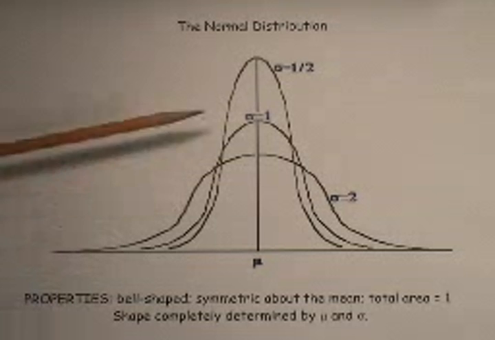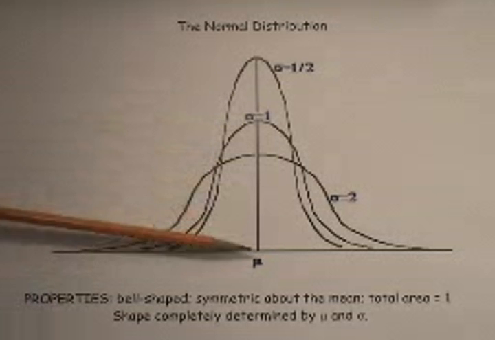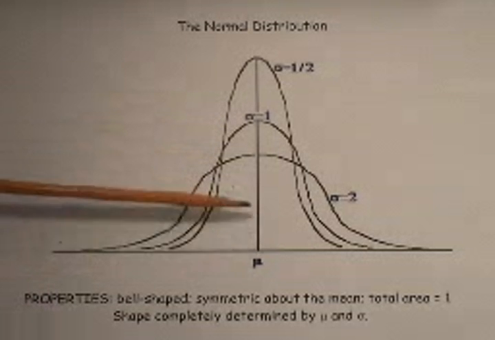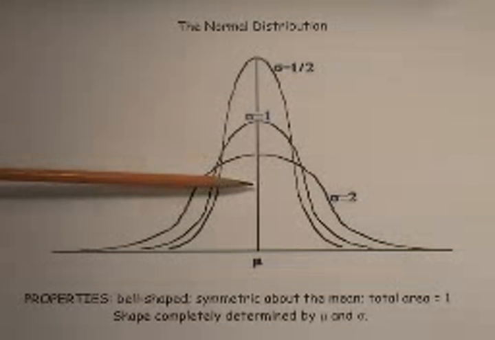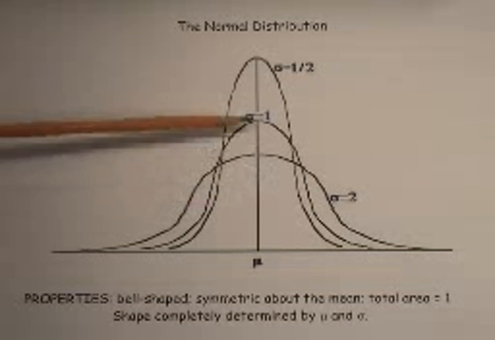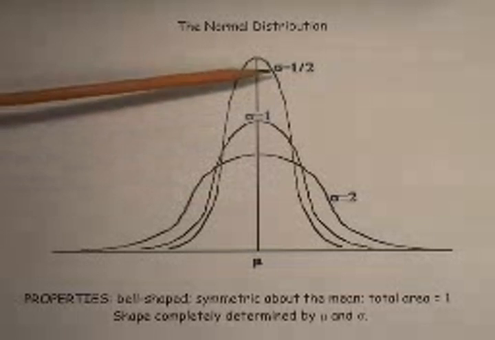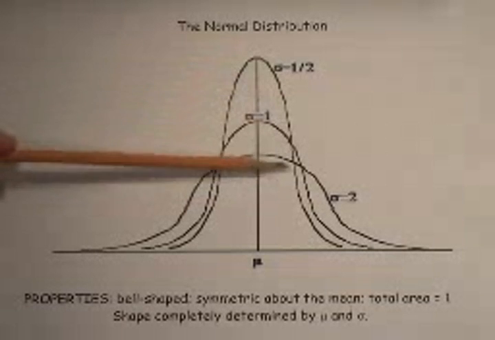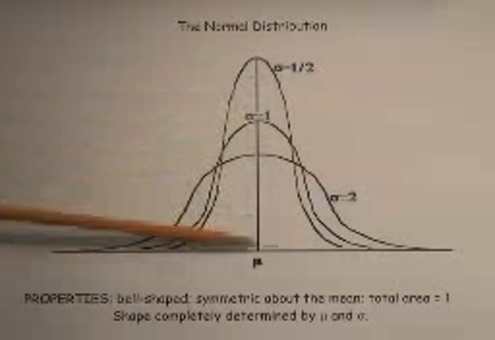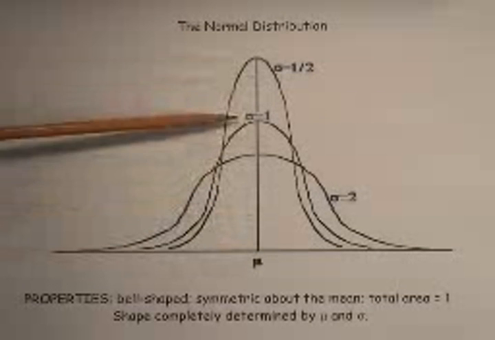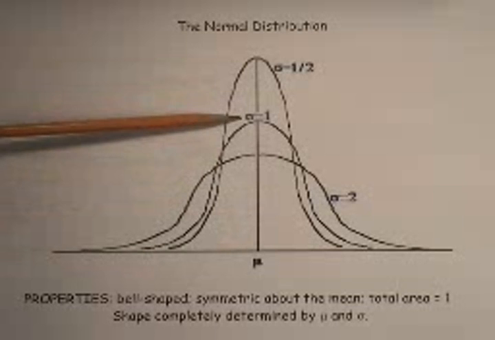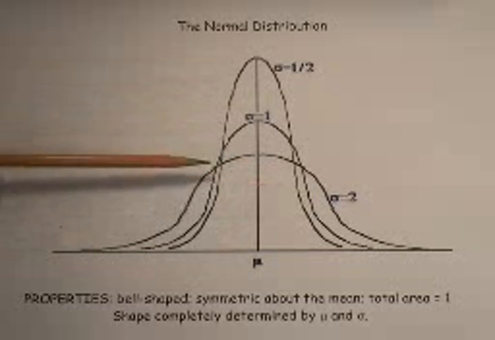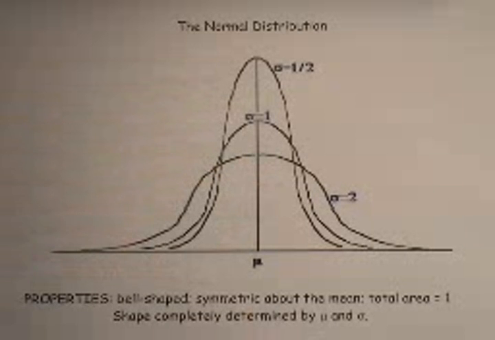I've exaggerated some of these things here just to make a point, but given a certain value of mu, the only way the curve can vary is in its standard deviation. A small standard deviation, say of a half, has a curve that hugs the mean more closely. As the standard deviation gets larger, the curve spreads out farther and farther in the tails.